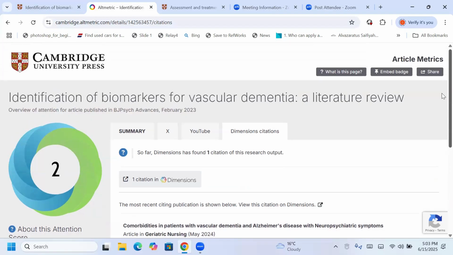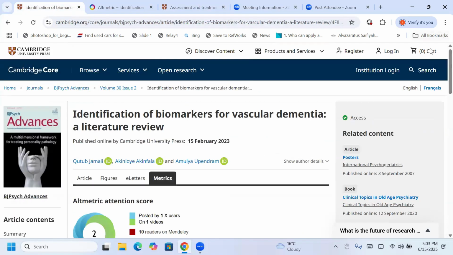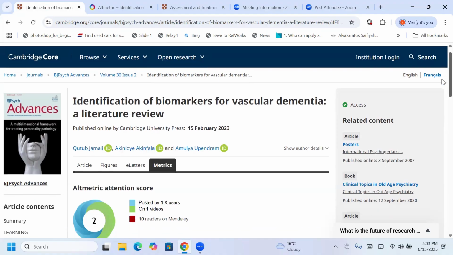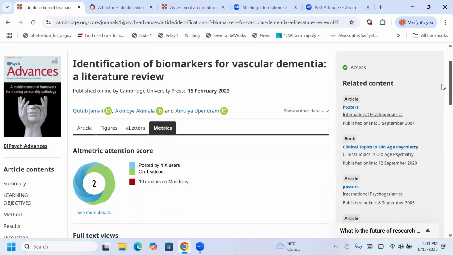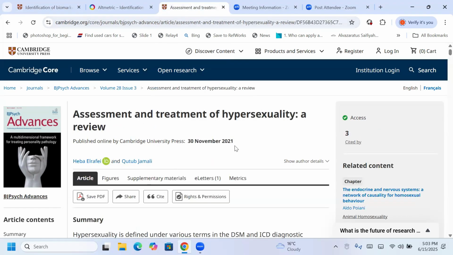Now, I will give you another example of one of my published articles which has a better altmetric attention score. So it is this article which was published in 2021. Now, as you can see, the previous one was published in 2023, so it's over 2 years. So it is still too early to make any assumption about how much is the level of attention or interest among readers on this article. Now, this article of mine was published in November 2021. So it is a good 3 to 4 years now.